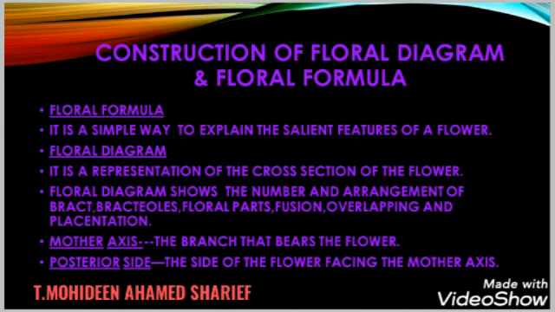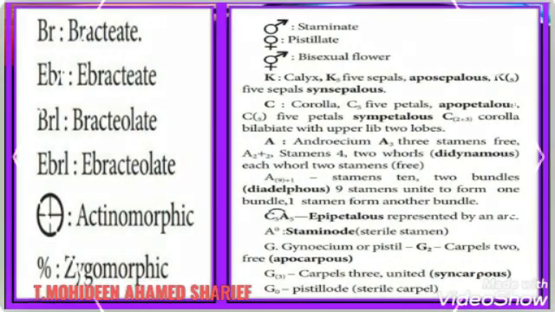K means calyx, C means corolla, A means androecium, G means gynoecium. So in androecium, diadelphous, epipetalous, staminode will be there. In gynoecium, syncarpous, pistillode, superior, inferior, semi-inferior ovary, indefinite number of units. So like that, many variations are there. So these things will help you in reading and understanding the floral formula.